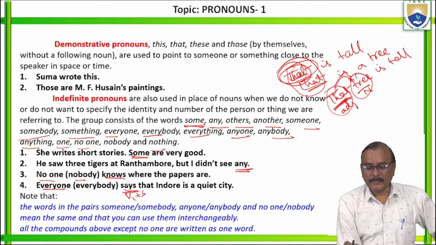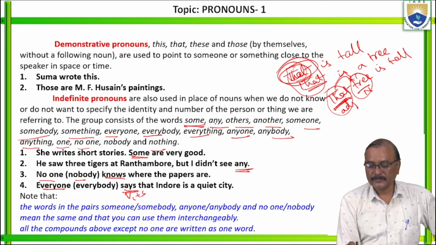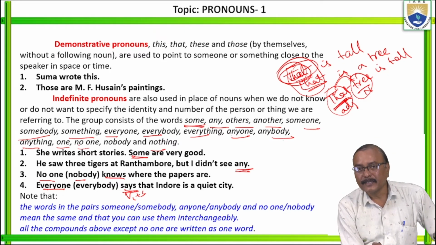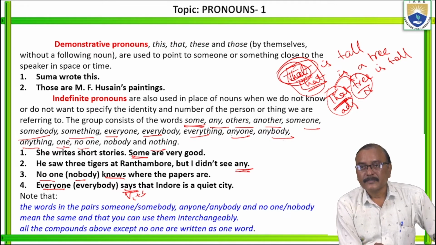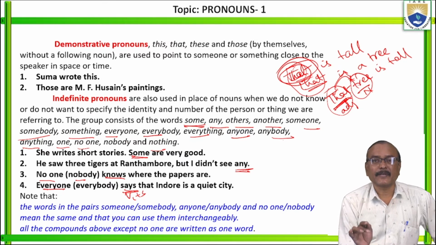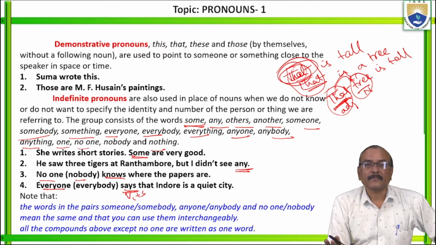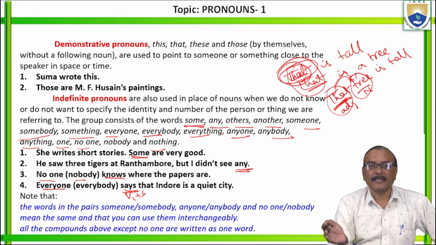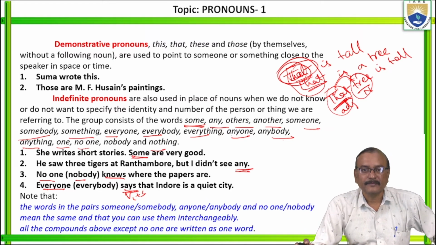Next, remember here: any, someone, everyone, everybody, everything, anyone, anybody, one, no one, nobody, nothing. All these are singular pronouns only. When those are singular pronouns, the verb should agree with that singular pronoun.